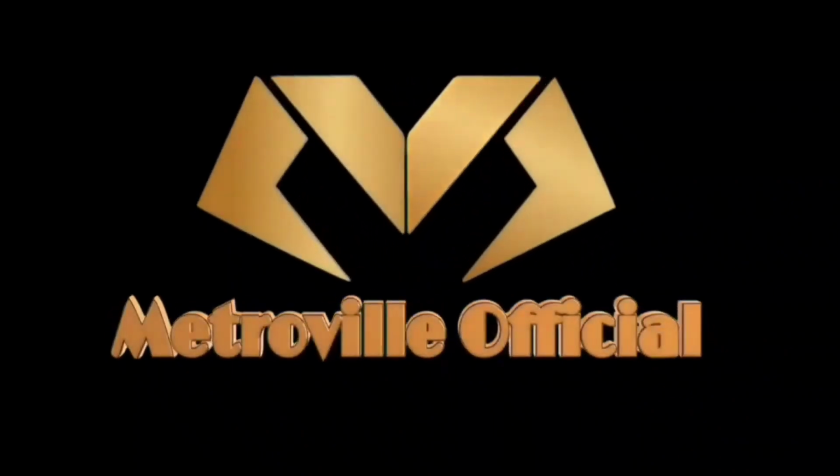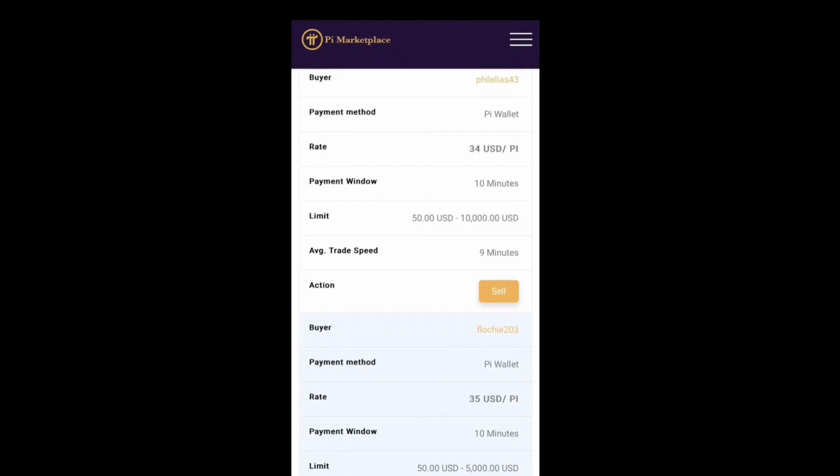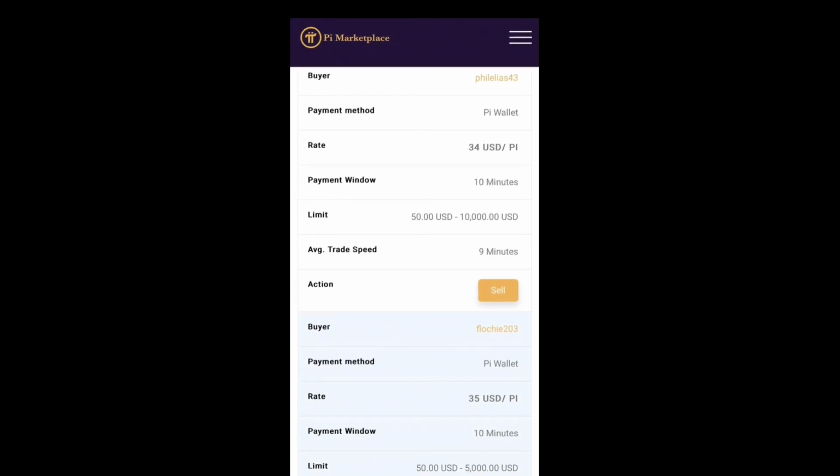So let's start. You can see this is the first Pi P2P global service Pi marketplace, where you can sell your Pi coin to a real buyer. This is my receipt for selling my Pi coin. The buyer name is Philly Lias 43, and the payment method is Pi wallet.